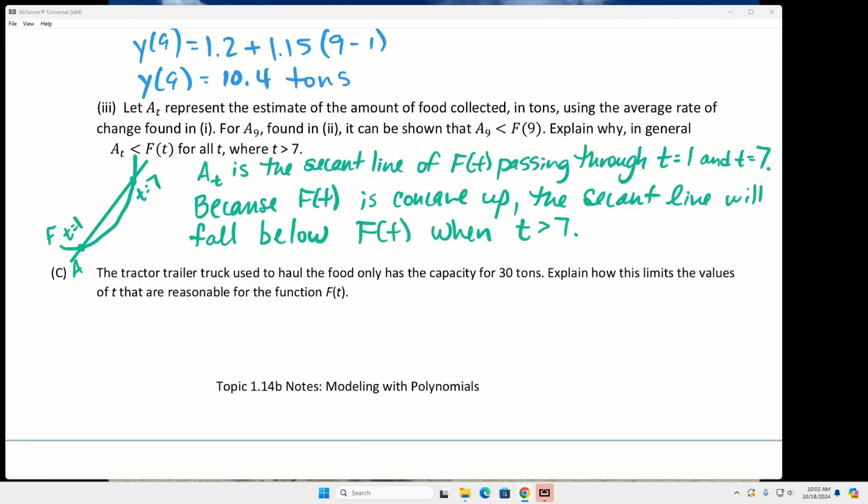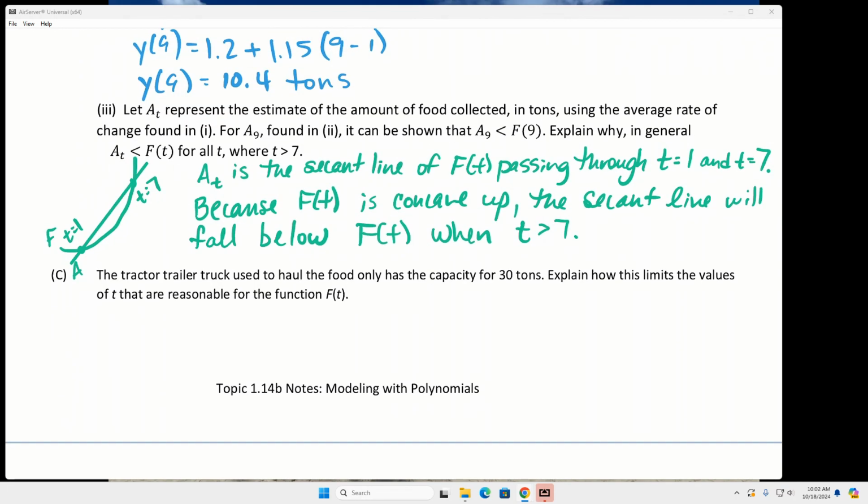Okay, and then part C is usually something talking about some real life restrictions on the domain or range or something like that. So for this one, the tractor trailer truck used to haul the food only has the capacity for 30 tons. Explain how this limits the values of t that are reasonable for the function f of t. And so you can find what the domain would be, like where it gets up to 30 tons if you want to, but you do not have to. You just have to explain how this would limit the values of t.